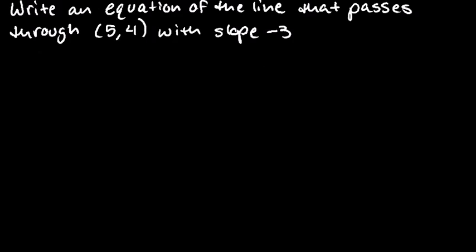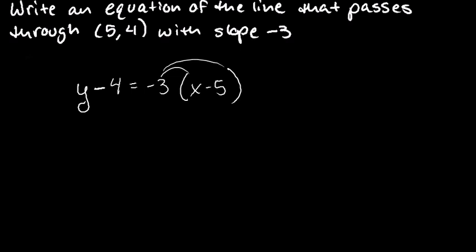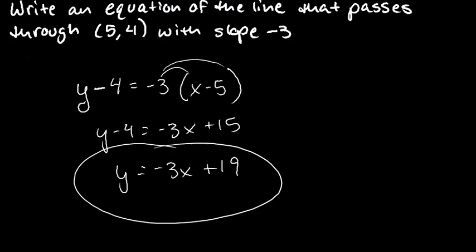So, write an equation of a line that passes through (5, 4) with slope negative 3. That means I'm going to be plugging in. Keep in mind, it is minus, so if this is a positive, it should still be minus. So y minus 4 equals negative 3 times x minus 5. Make sure to keep those signs straight. So then I would have to use my distributive property. y minus 4 is negative 3x plus 15. Then I would have to add 4 to both sides. y equals negative 3x plus 19 is your final answer.